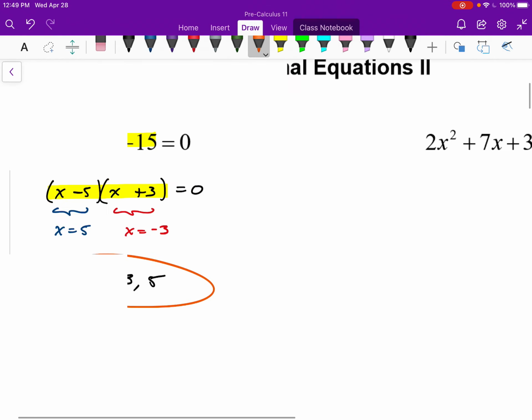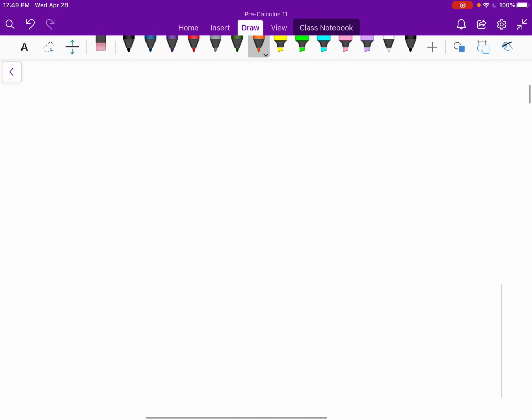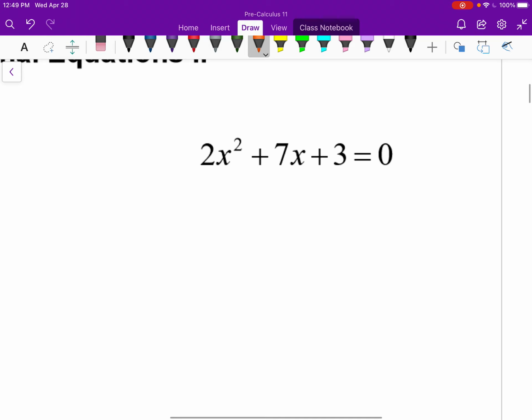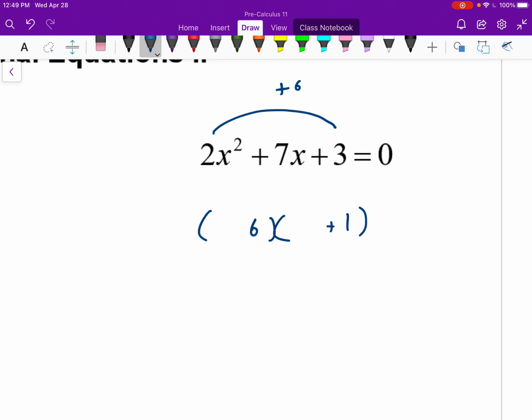This equation on the right, the only reason it's going to take a bit more time is because I can't factor it quite as quickly. I can't take out that factor of 2 right away, but I can factor it by first multiplying 2 and 3 to get positive 6. Think what multiplies to positive 6 but adds to 7? 6 and 1. Again, these aren't my factors yet.